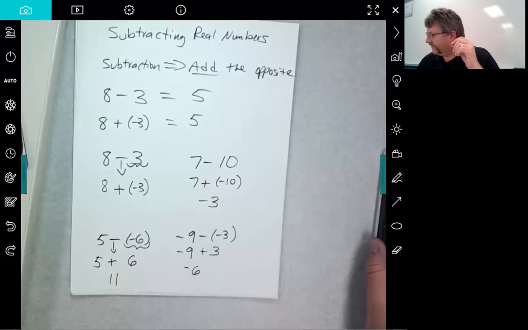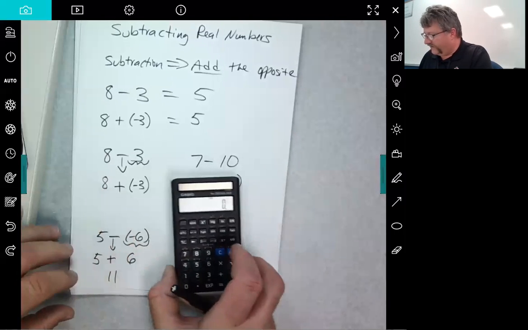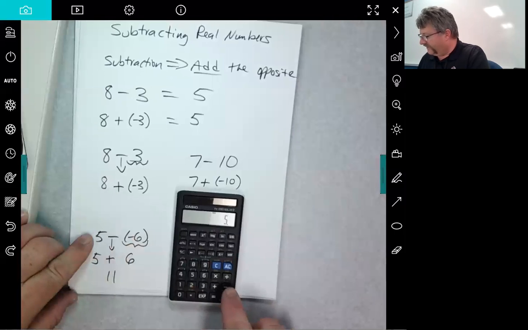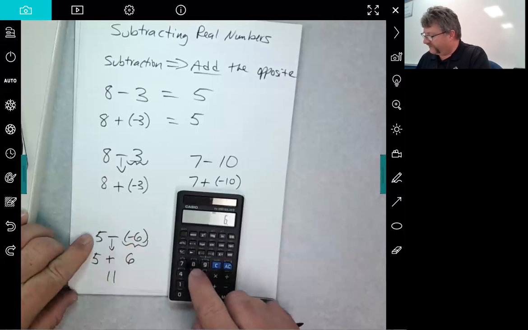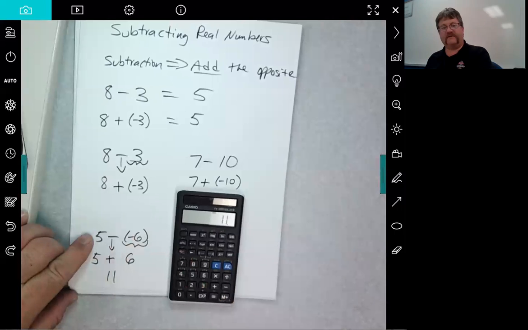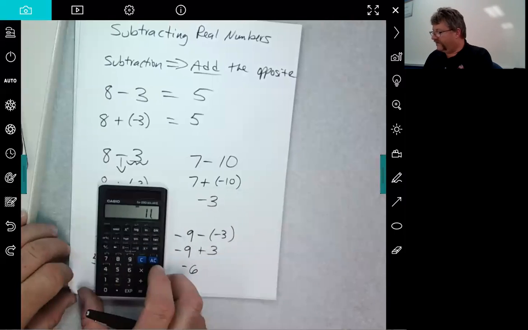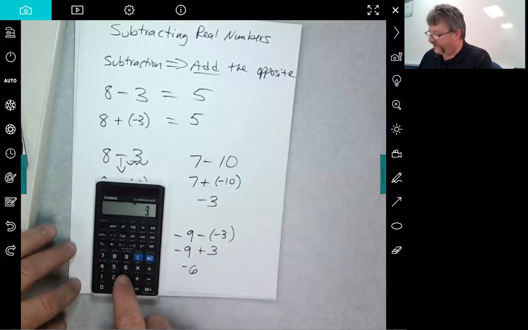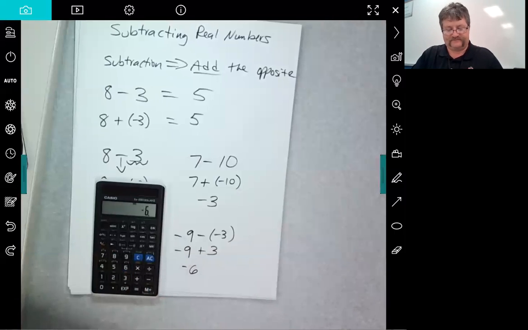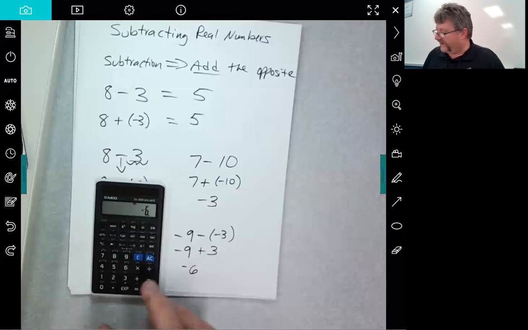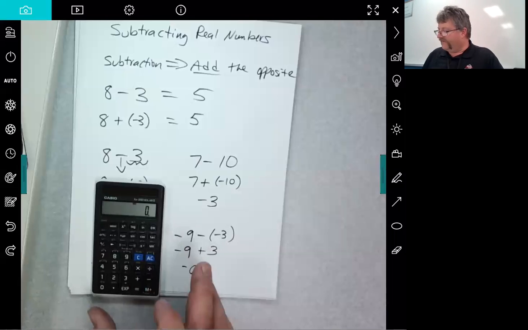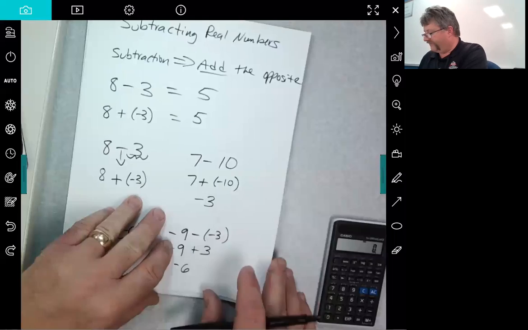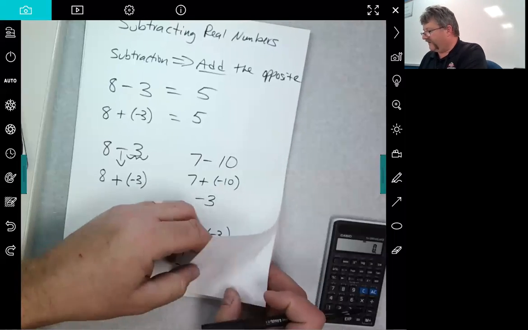Okay, yes, we can do all this on our calculator. We can do this one here, 5 minus 6, make it a negative 6. We're going to get a positive 11. Okay. 9, make it a negative 9, minus 3, make it a negative 3. We're going to get a negative 6. All right, so it can be done with the calculator, but I like to make sure we have these rules nailed by hand also.